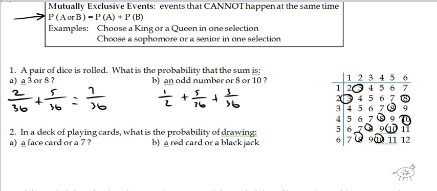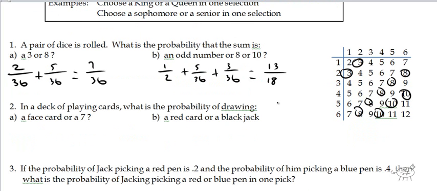No overlap at all. And I add all those together, and I get 13 over 18. Okay? Number 2. In a deck of playing cards, what is the probability of drawing a face or a 7?